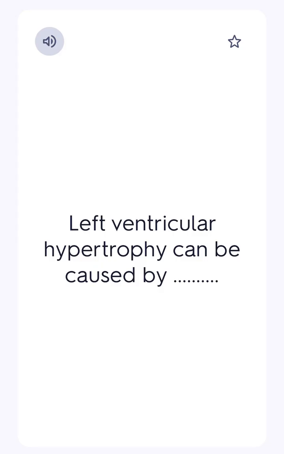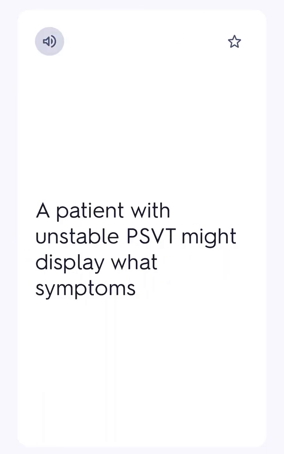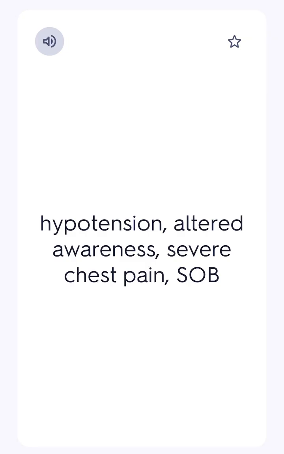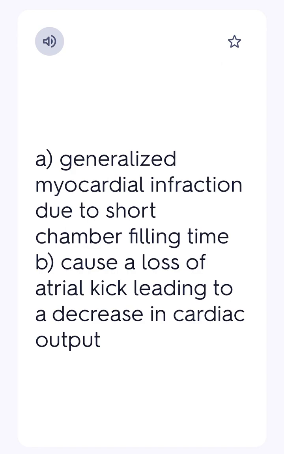Left ventricular hypertrophy can be caused by systolic overload or diastolic overload. A patient with unstable PSVT might display what symptoms? Hypotension, altered awareness, severe chest pain, SOB. Prolonged PSVT may lead to a generalized myocardial infarction due to short chamber filling time because a loss of atrial kick leading to a decrease in cardiac output.